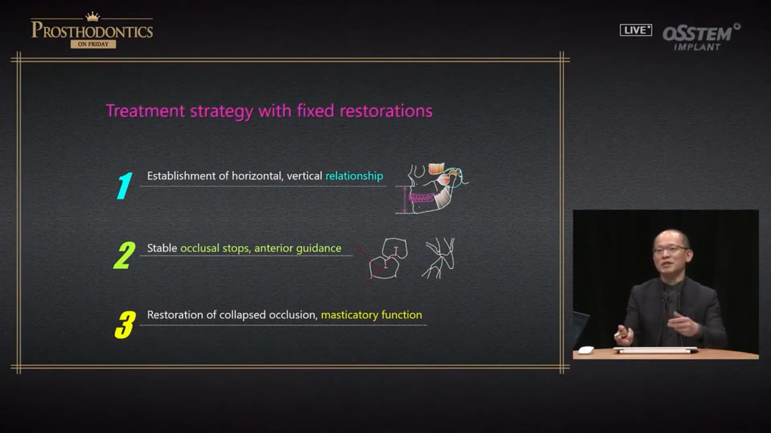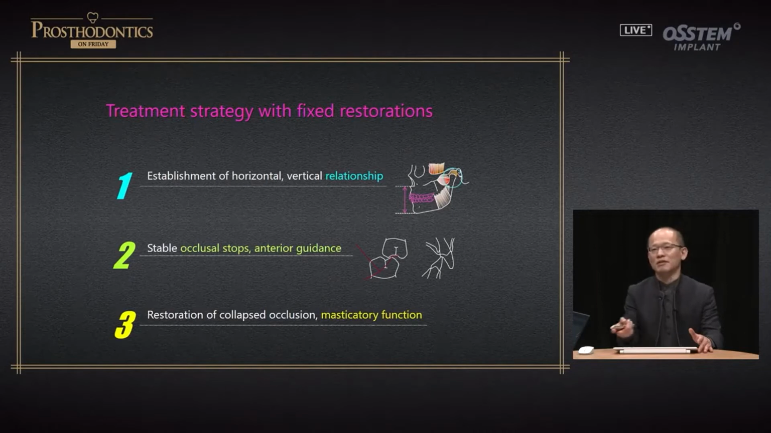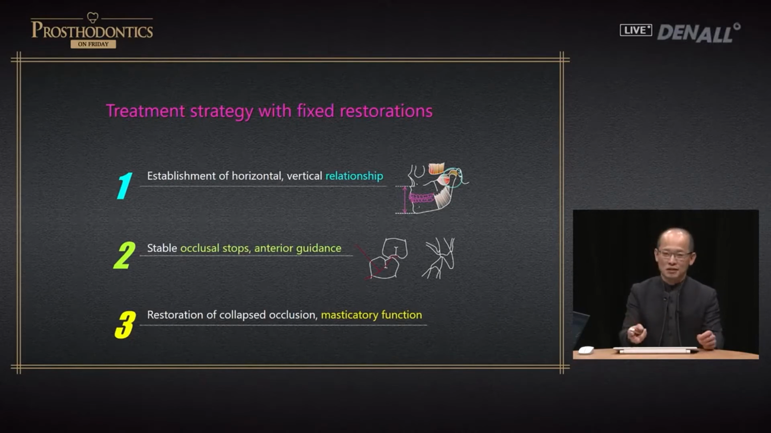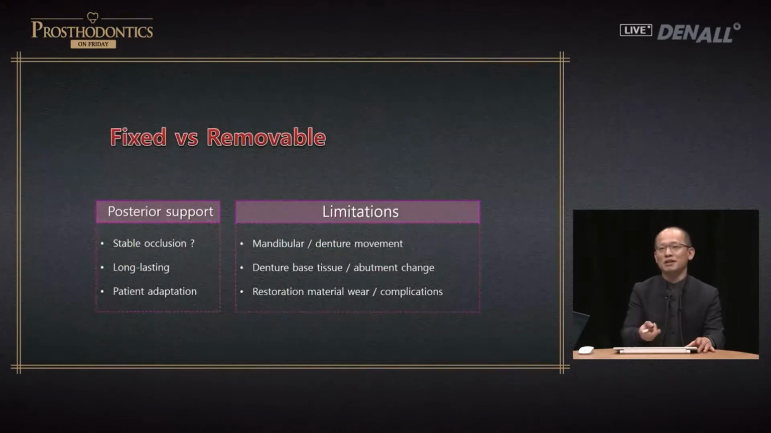So this is from the textbook. If you do fixed restoration, in terms of treatment strategy, this is something you know. Establishment of horizontal and vertical relationship is important. You also need stable occlusal stops, a harmonious anterior guidance, and restoration of collapsed occlusion, and masticatory function needs to be comfortable to the patient. So this is something you already know.